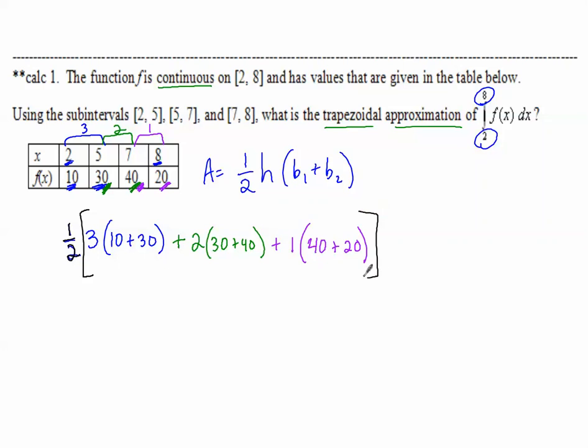And there's my approximation. Now, usually we want to evaluate it and make sure it's a number that makes sense. If we plug it in and solve it, we get 160. So our final answer is that we'd say the integral from 2 to 8 of f of x dx is approximately 160. Now, what kind of approximation is this? Without a graph, I don't really have a good answer. Let's go to a problem where we might have a good answer.